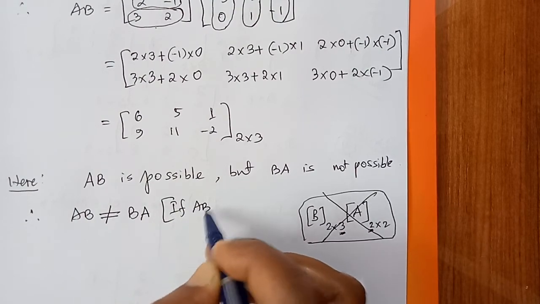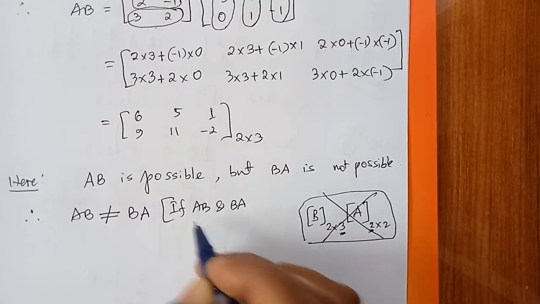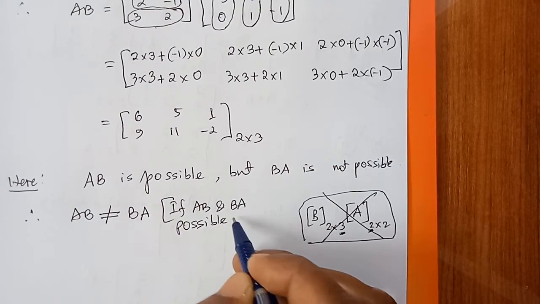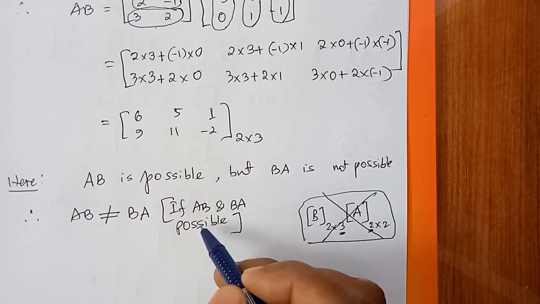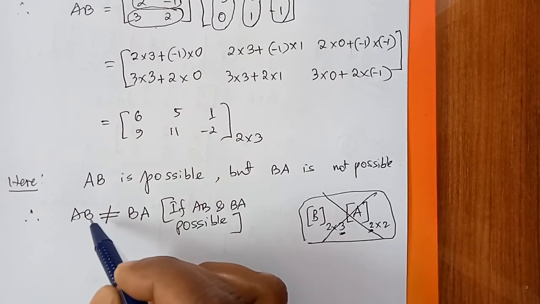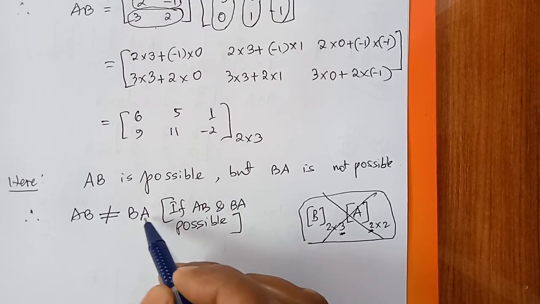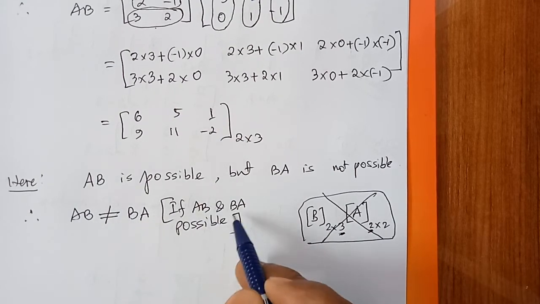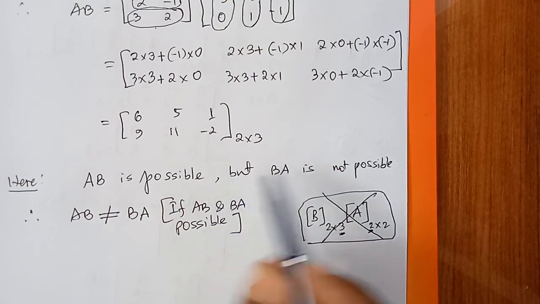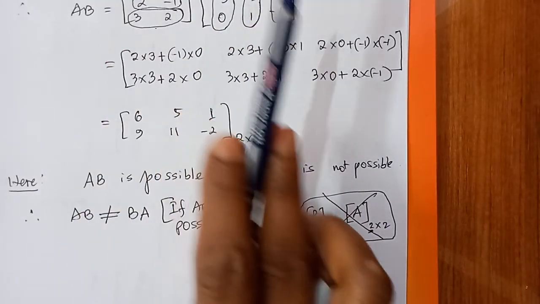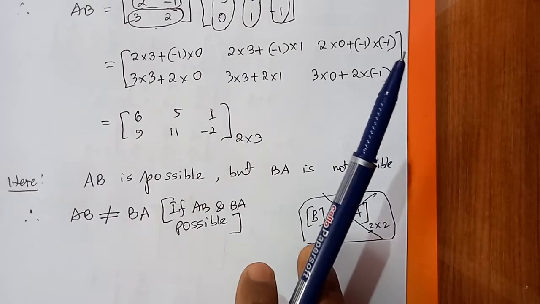If AB and BA products are possible, then whatever matrix you get from AB and whatever matrix you get from BA will not be the same. But here you see, in this case, the reverse product of these two matrices is not possible.